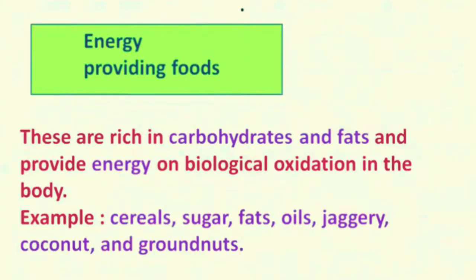Energy giving foods. These include carbohydrates and fat. As the name suggests, their basic purpose is to provide energy to the body on biological oxidation. Examples are cereals, sugars, fat, jaggery, groundnut, coconut, etc.